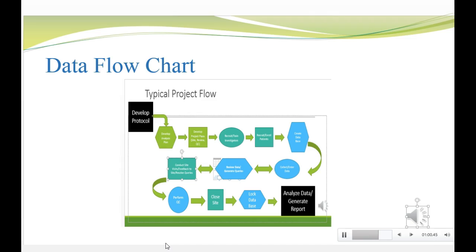Clinical is going to identify, recruit, and train investigators to run the trial. The investigators are going to recruit and enroll patients. Data management will create a database. Data is entered into the database. Data management and clinical will review all that data for discrepancies and trends. Discrepancies are resolved with the investigator. And once all the patients have completed the trial, data management is going to perform a quality control, or QC, check of the data. They're going to lock that database, and the statisticians can now analyze the data and generate a report. So that's a typical project flow.